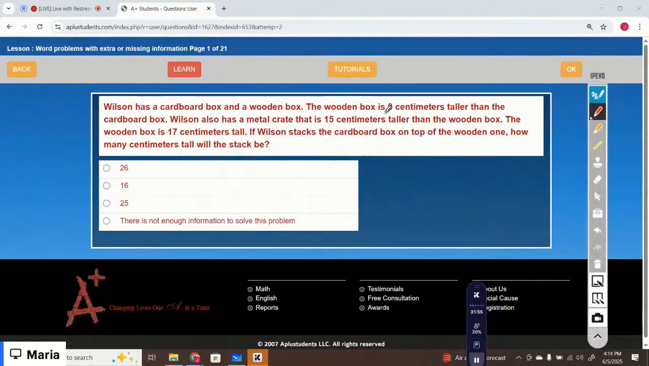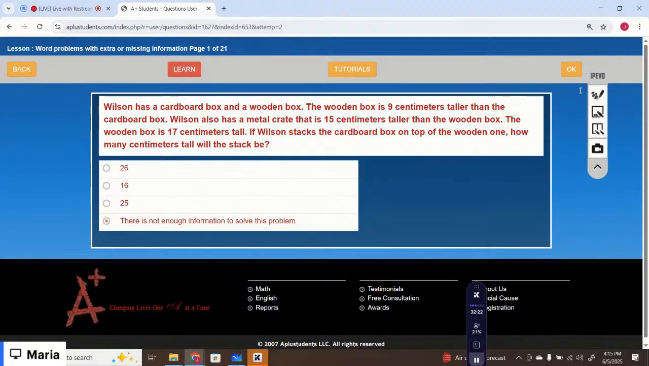The wooden box is 9 centimeters taller than the cardboard box. Wilson also has a metal crate that is 15 centimeters taller than the wooden box. The wooden box is 17 centimeters tall. So you are not given the height of the cardboard box then, right? So there is not enough information to solve the problem, because you are given the height of the metal crate, but you are not given the height of the wooden box. So the correct option is that there is not enough information.